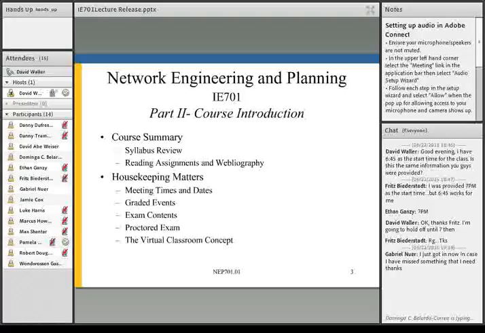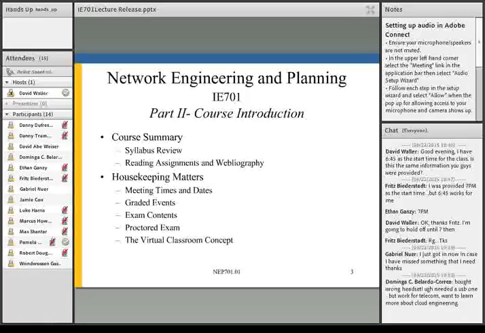Next person we would have would be Dominga Bellardo. All right, so audio not working, but working telecom. Want to learn more about cloud engineering.